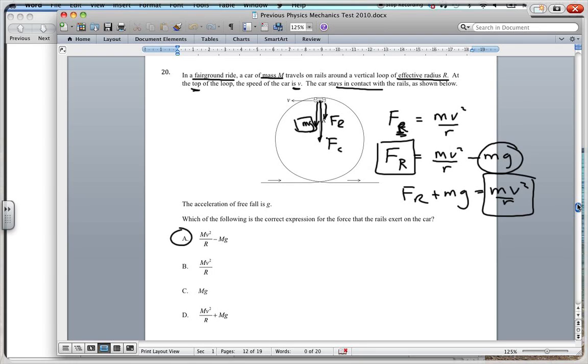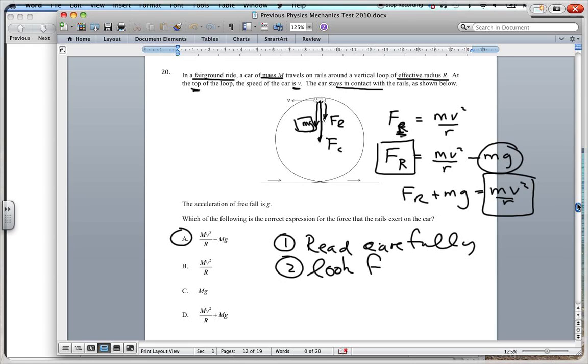Okay, so that ends those multiple choice questions. Remember the important thing, always when you're doing this, read carefully. And I hope I've shown that. Read carefully and look for the law or principle or formula to base your work upon.